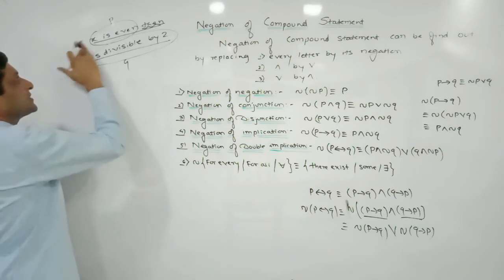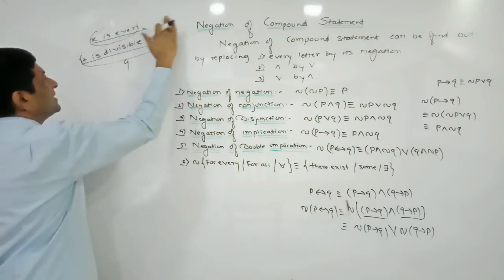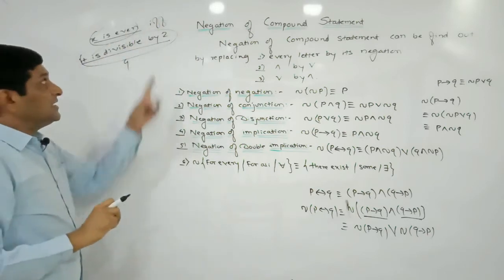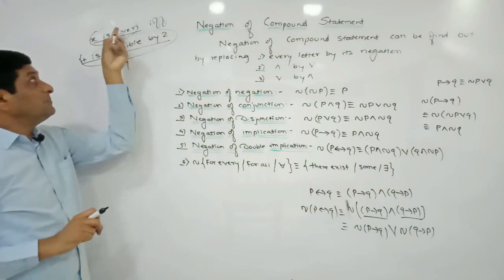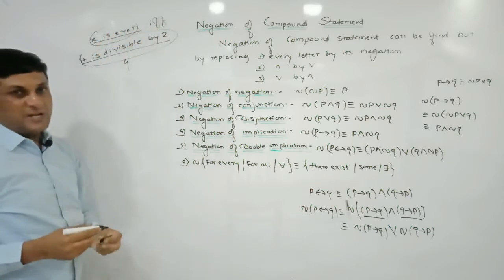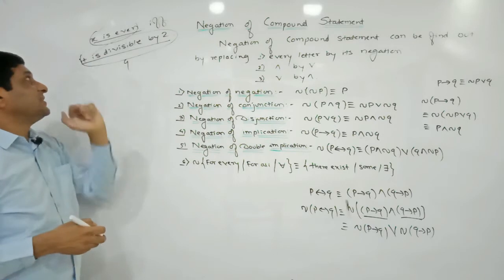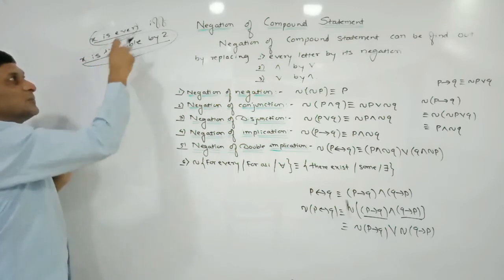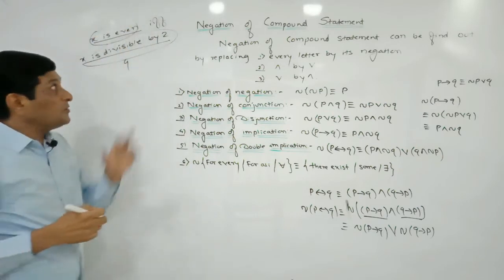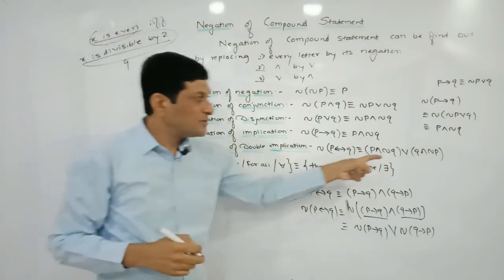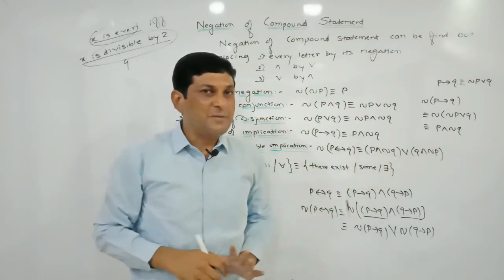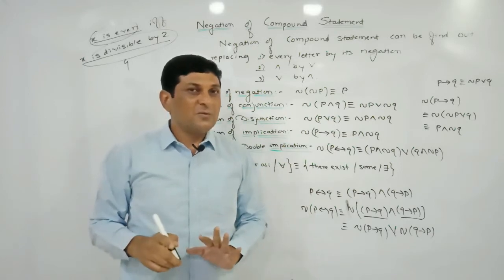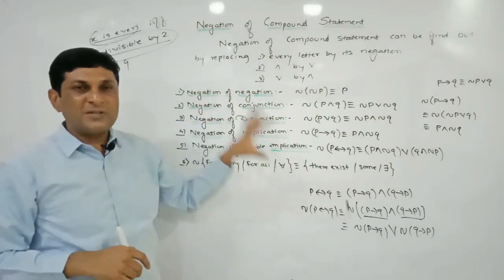Suppose two statements are there: X is an even number, if and only if X is divisible by 2. These two parts are connected by if and only if. To find the negation of this statement we have to use this symbolical representation. So you should learn this symbolical representation.